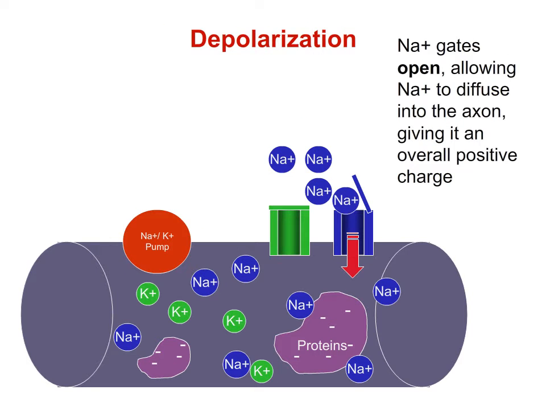Now the second part of a nerve impulse is depolarization. Remember that depolarization is a rapid reversal in the charge inside the axon. It was negative and all of a sudden it becomes positive. So why did this happen? Well, take a look at what happens.